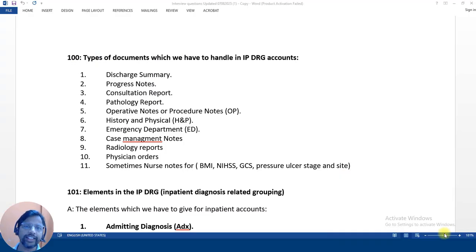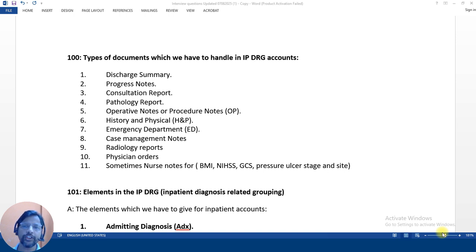So today's first question is: types of documents which we have to handle in IPDRG accounts. Basically, in interviews they may ask you what documents you need if you want to code an IPDRG chart or inpatient coding chart.